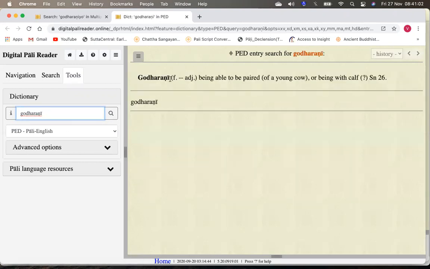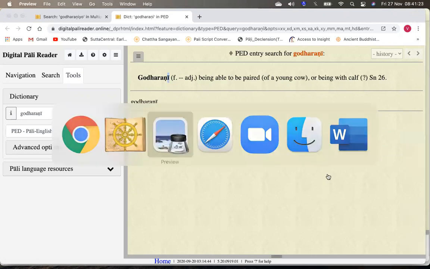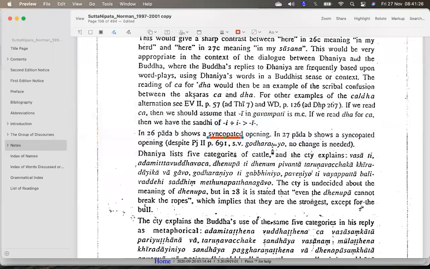Godarani is actually feminine, the same as ratti, Godaraniyo. Godarani, Godaraniyo. So that is all, and maybe he misunderstood. I'm not sure. I could not catch his point in this case. So even here, Godaraniyo, no change is needed. We don't need to change. And also in this case, Godarani, in the PDF file it is not so clear.